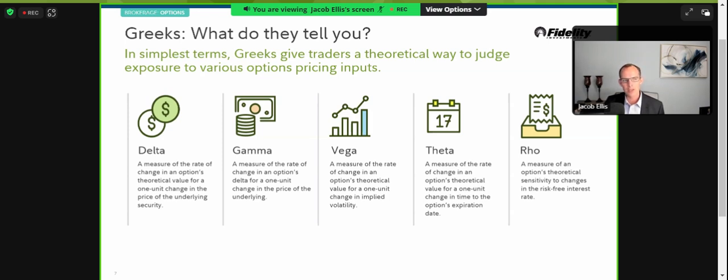But several times here on this slide, we're seeing the word theoretical, theoretical, theoretical. So why are we talking about theory here? I want to trade in the real world. The reason is these will help us understand how your option will change based upon your outlook.